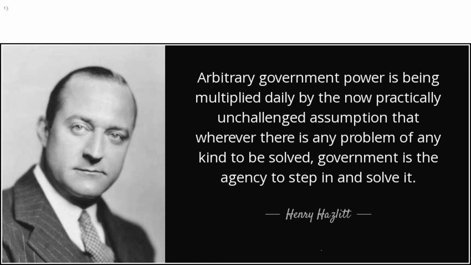Let's look at some cool quotes. You don't need to write these down, but they're quite insightful. Arbitrary government power is being multiplied daily by the now practically unchallenged assumption that wherever there is any problem of any kind to be solved, government is the agency to step in and solve it. So we kind of take that for granted. This is by Henry Hazlitt, who was a brilliant economist and a libertarian.